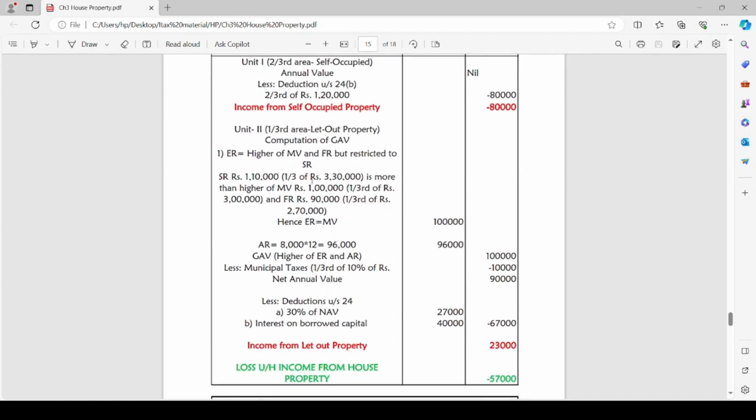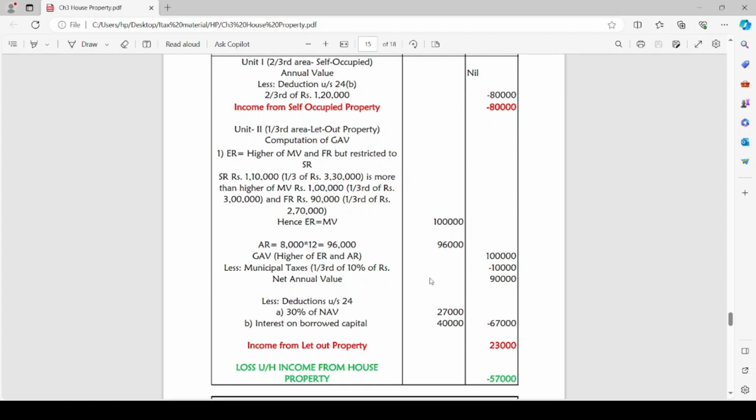But out of rupees 3 lakh, since we are computing the income for only 1/3 of the house property, that is the let out portion, we have to multiply rupees 3 lakh with 1/3. Hence, expected rent will be 1/3 of rupees 3 lakh, that is rupees 1 lakh. Expected rent will be rupees 1 lakh.